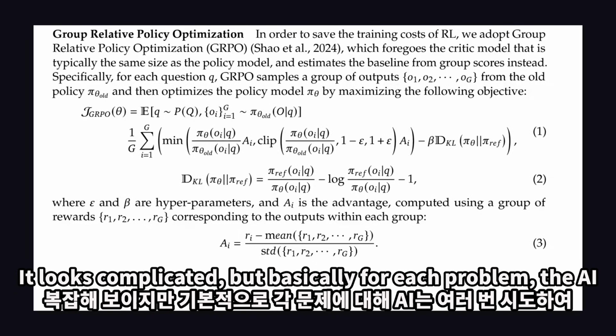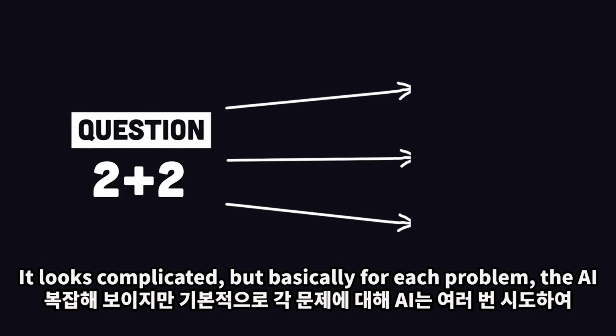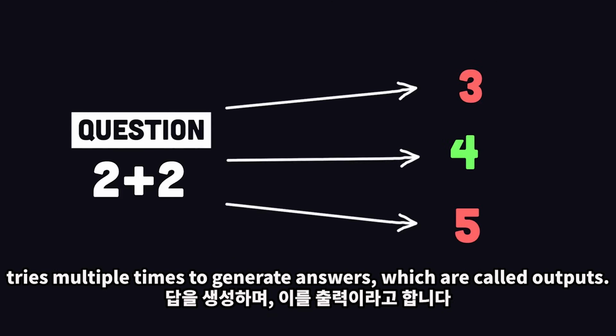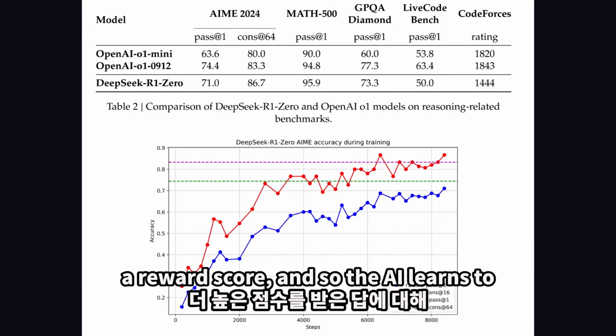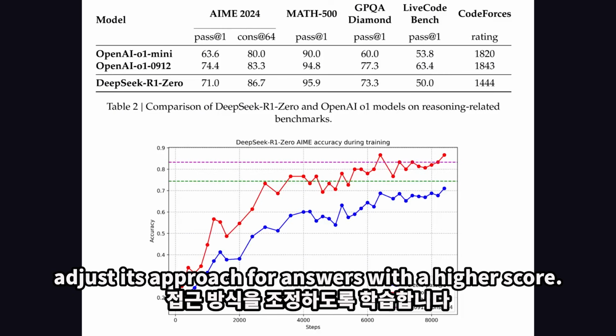DeepSeek also released a brief paper that describes the reinforcement learning algorithm. It looks complicated, but basically for each problem, the AI tries multiple times to generate answers, which are called outputs. The answers are then grouped together and given a reward score, so the AI learns to adjust its approach for answers with a higher score.